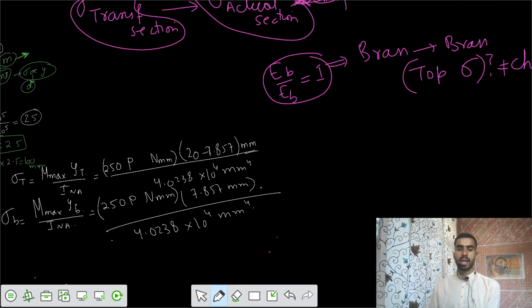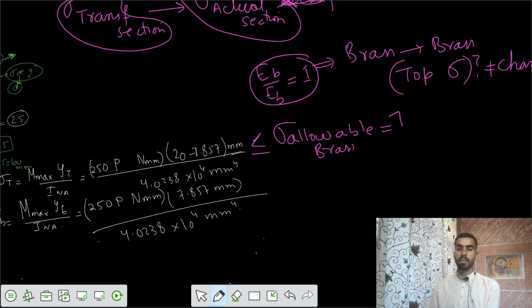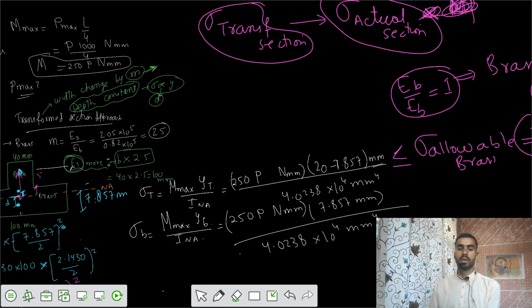If you equate that, the stress developed at the top should be less than or equal to the allowable stress in the brass, which equals 75 megapascal. So for the first case, you don't have to apply any factor for the stresses.